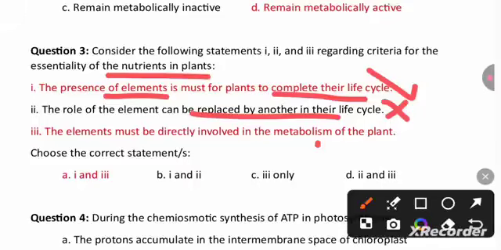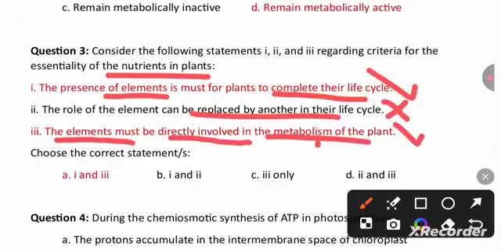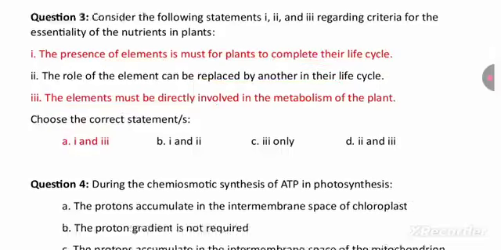For example, magnesium is very essential for chlorophyll. It cannot be replaced with any other metal, any other element. The element must be directly involved in the metabolism of the plant. This is also a right statement. So accordingly, option A is the right answer for this question.